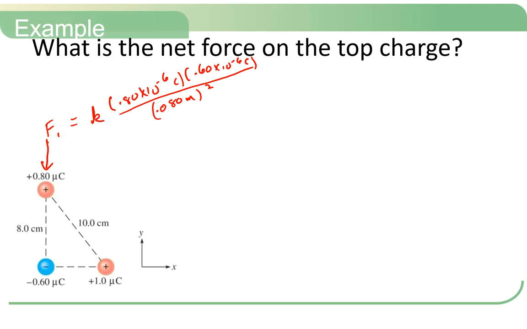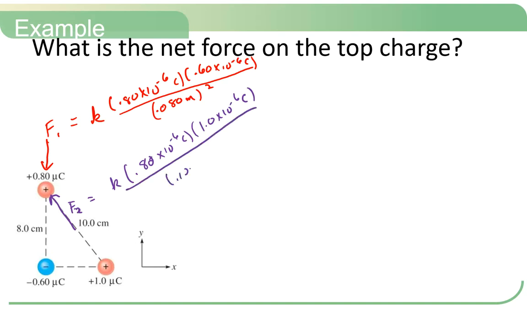Now between the one microcoulomb and the 0.8, is it attractive or repulsive? It's repulsive. So there I'm going to have a force like this. I'll call it force two. And that's going to be K times, again, 0.80 times 10 to the minus 6 coulombs, and now it's 1.0 times 10 to the minus 6 coulombs for the other one. Divided by that separation squared, which is 0.10 meters squared. That's that force. So, of course, you can put those in your calculator and get numbers. K being 8.9876 times 10 to the ninth newton meter squared per coulomb squared.